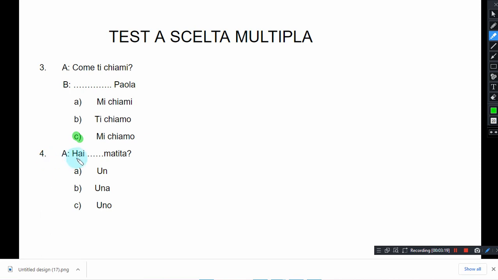4. Hai matita? Avere, as we have previously seen, is the verb to have. And here it has another meaning, to have something, to possess something. Matita, pencil. So we should choose the right article for this word. And the right article, articolo indeterminativo, per la parola matita è una. Hai una matita? È un sostantivo femminile, singolare ovviamente, è l'articolo indeterminativo che usiamo per questo sostantivo, è una. Hai una matita? Do we have a pencil?